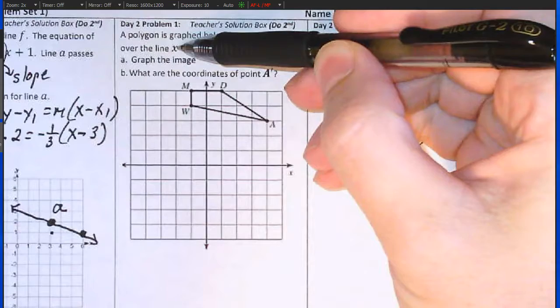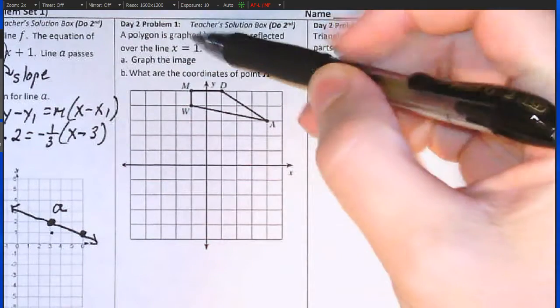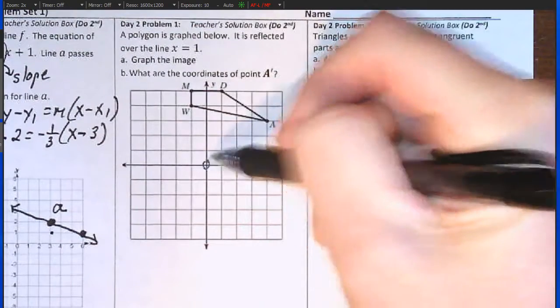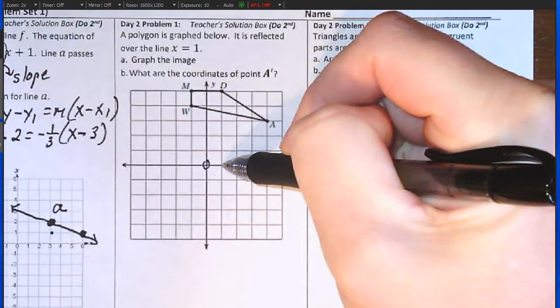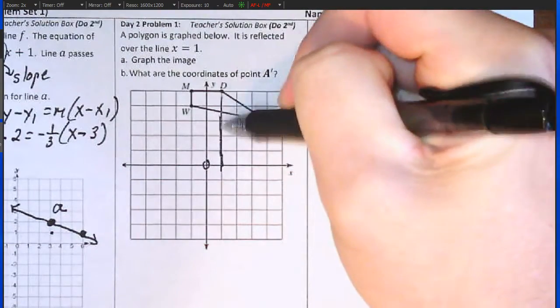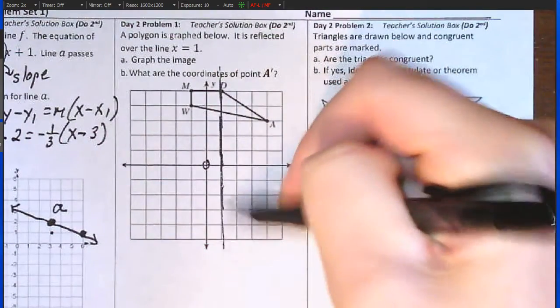Equations that start with x are vertical lines. And this one will cross the x-axis at 1. So right here's the origin. Right here is 1 on the x-axis. I'm going to draw a vertical line through that spot. This is our reflection line.